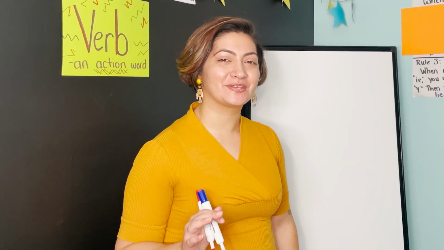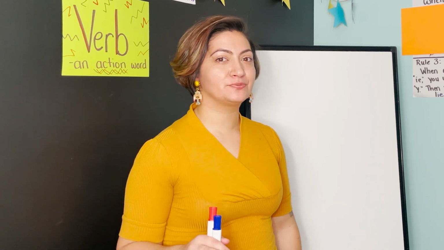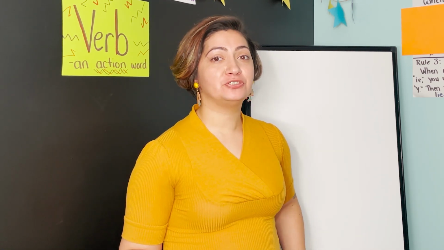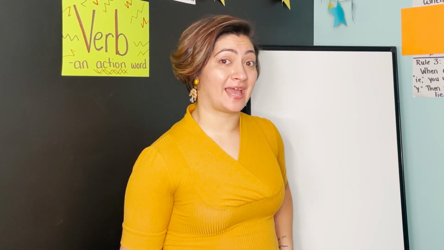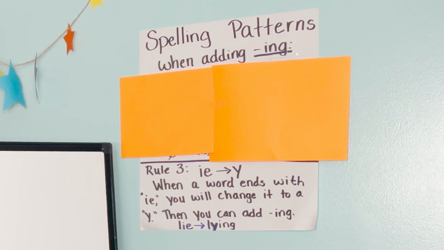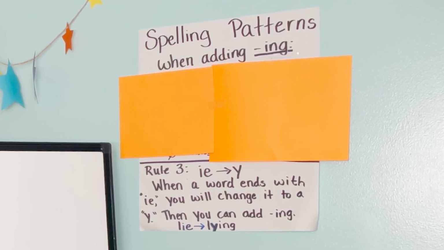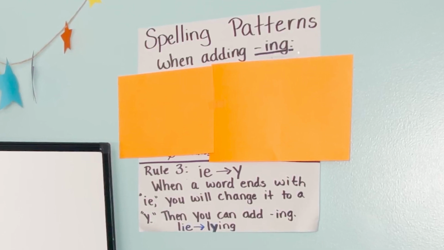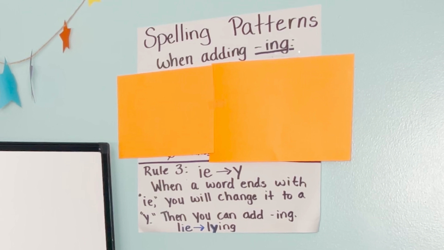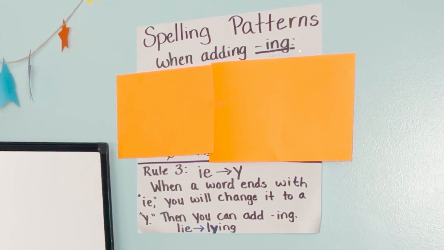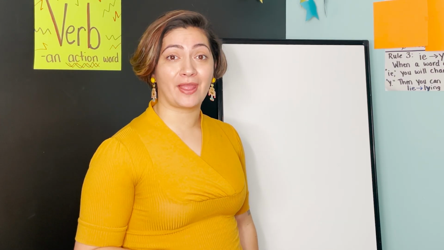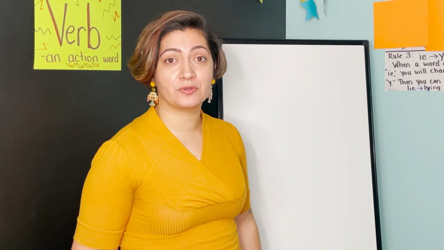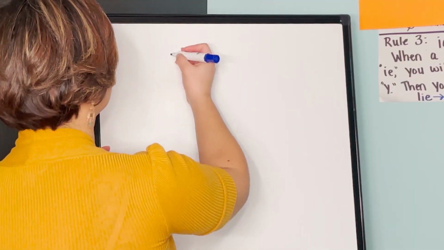All right, scholars, we're going to go over one more rule. This rule is not very common, but you may see words that end with the letters IE. It says, when a word ends with IE, you will change the IE to a Y, and then you can add ing. Scholars, go ahead and practice these two words with me, because they're the only ones we're going to practice today. All right? So the first word is lie.